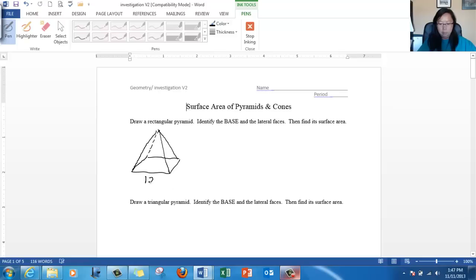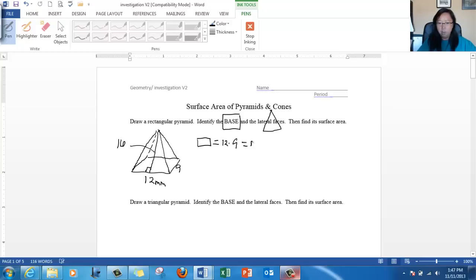I'm going to give you some numbers. If the base is 12 millimeters and 9 here. This triangle, all of these triangles have the same height. The height is 16. Okay, so now we've got everything. The base is a rectangle. The lateral faces are all triangles. And we're just going to do each face separately. We've got 5 in total. So let's do the base.